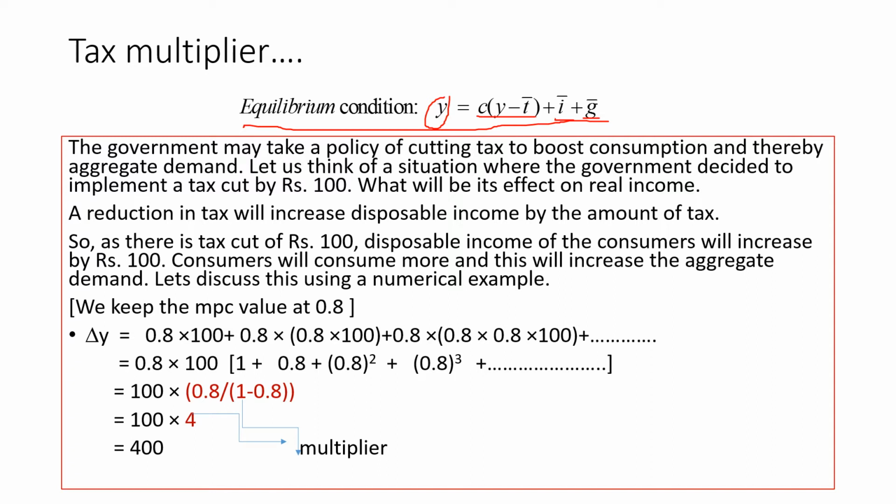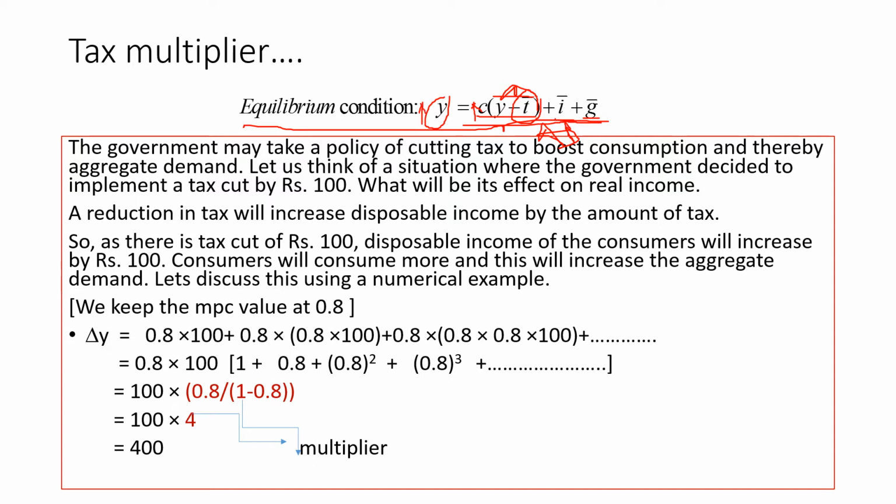So what we are trying to analyze here is, if the government decides to cut this T bar, what will happen? Because Y minus T bar is going to increase, that will raise consumption here, right? So that will raise consumption here. If consumption increases, the right hand side, which is aggregate demand, will increase. This AD will increase. If AD increases, then Y will increase.